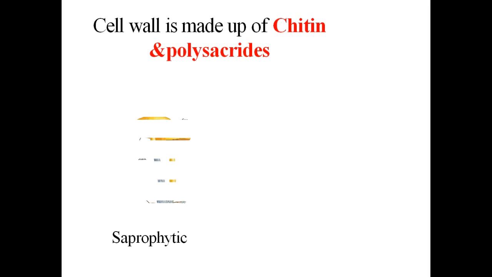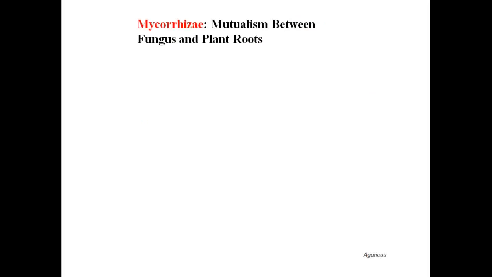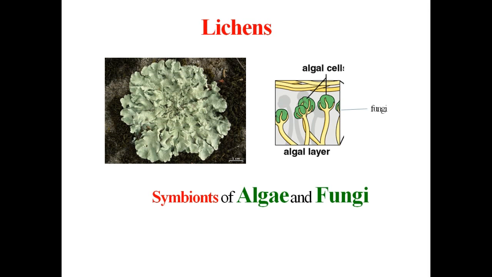Most fungi are saprophytes. Some fungi have a symbiotic relationship. For example, mycorrhizae. Mycorrhizae is a mutualism between fungus and plant roots. For example, pine tree roots and fungi form mycorrhizae on roots to absorb water. Fungi can also live as symbionts in association with algae as lichen and with roots of higher plants as mycorrhizae.